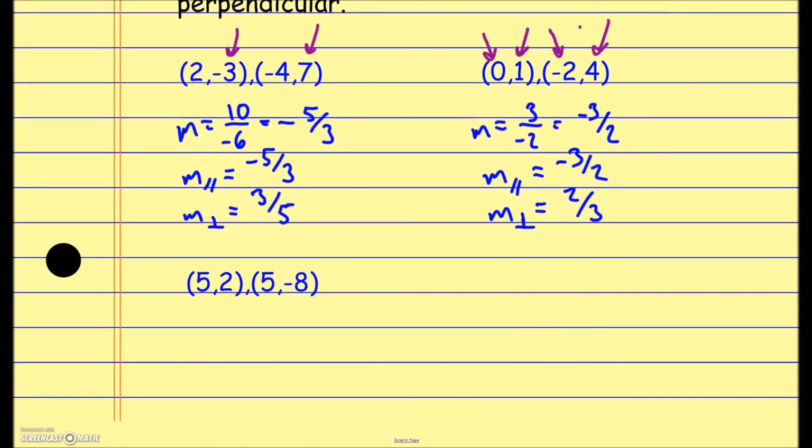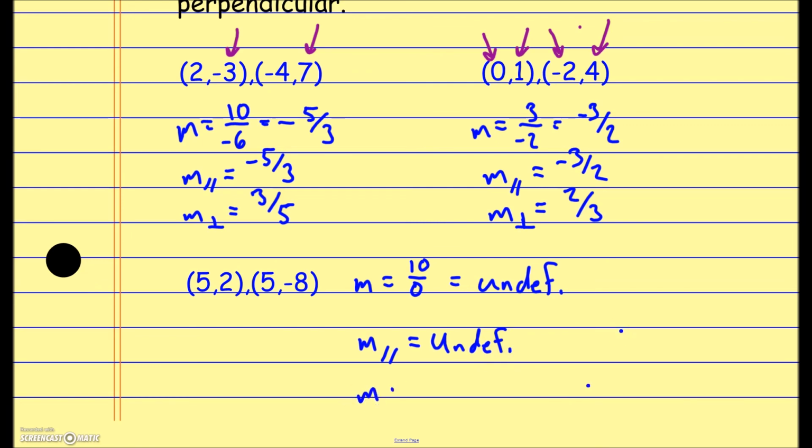And then the last one here, again, I'm going to do change in y over change in x. The first y value was a 2, now it's a negative 8, so it's gone down 10 units. The next one, the change in x, it was a 5, now it's still a 5, so it hasn't changed, so the change here is 0. And if I have 10 divided by 0, that means that my slope here is actually undefined. So if my slope is undefined, let's talk about the slope of the line that's parallel to that. The parallel line is going to have the same slope, so that's also got to be undefined.